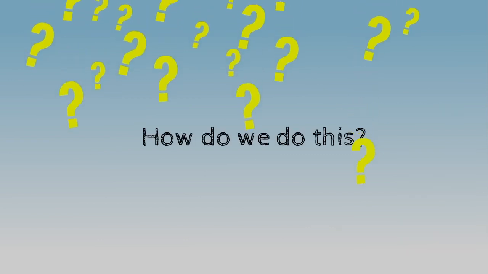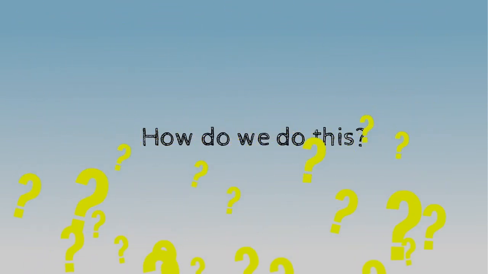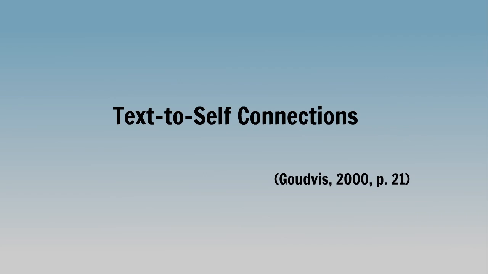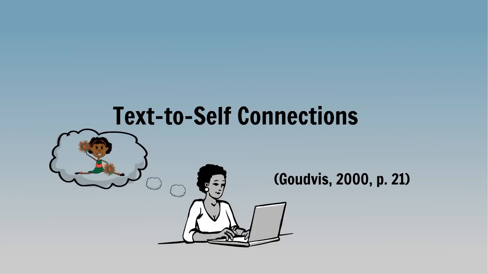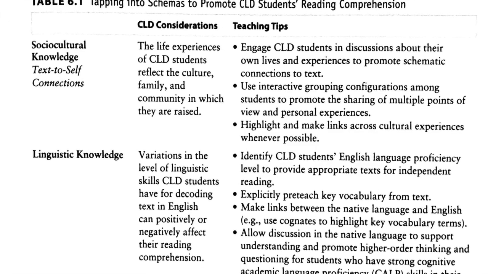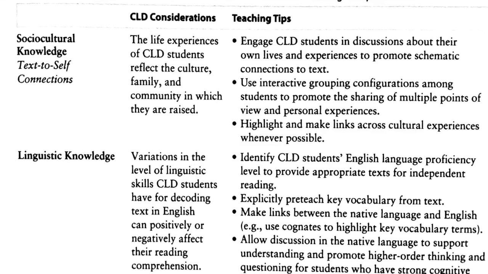So how do we do this? Well, one strategy is to teach text-to-self connections. This means that readers make connections between the text and their past experiences or background knowledge. Table 6.1 provides a useful example of putting this strategy into practice.